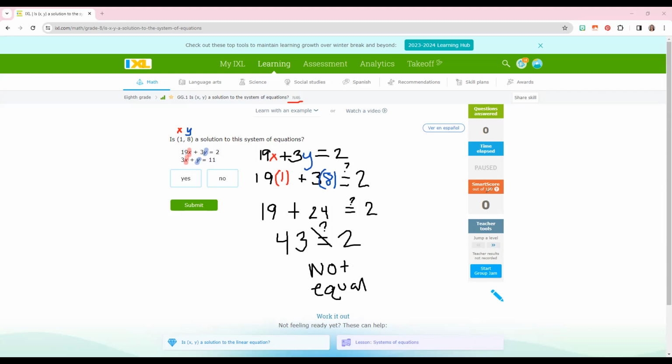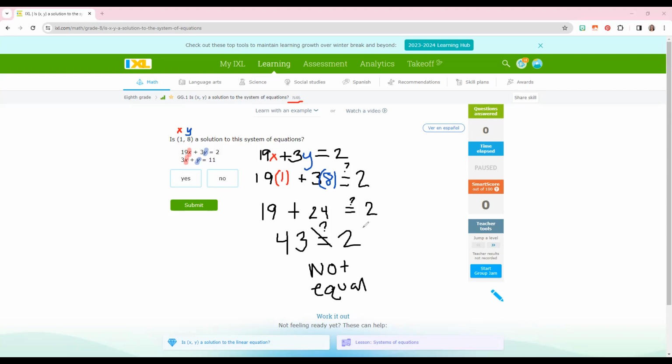It has to be a point that works for both of your lines. So if you discover that it doesn't work for the first line, then you can just stop and you have your answer of no. It is not a solution because it is not on that line.